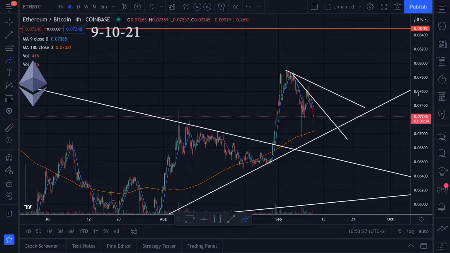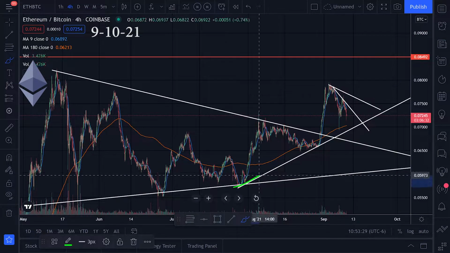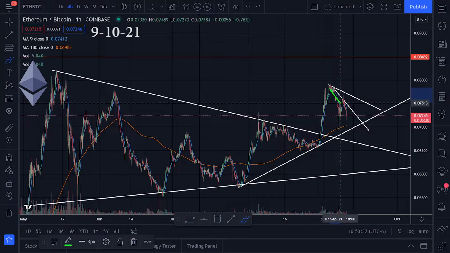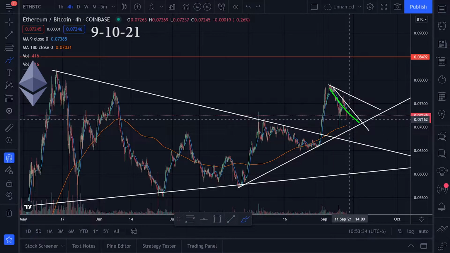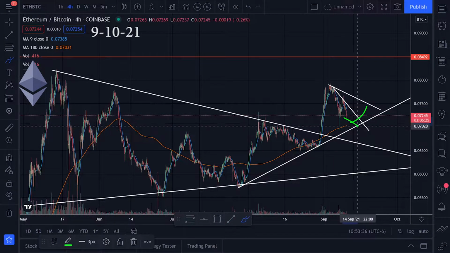At the same time though, if you zoom out, like I was saying, we still have this uptrend going right here. It looks like this downtrend and this uptrend are about to meet. Which way is it going to go? Is it going to go to the upside or to the downside?